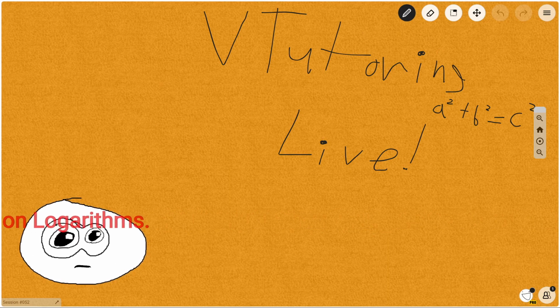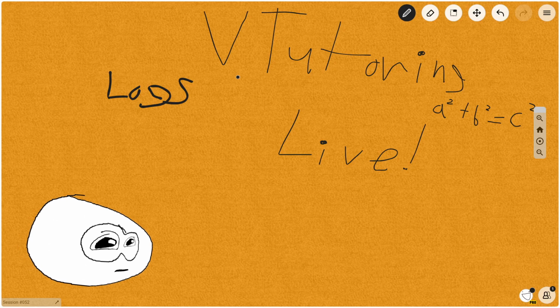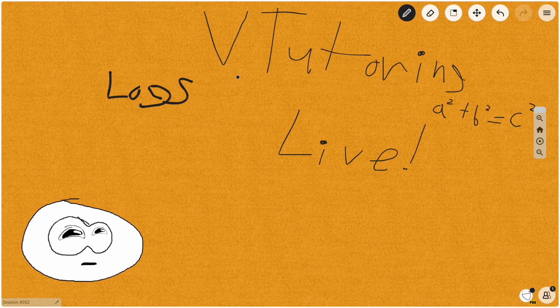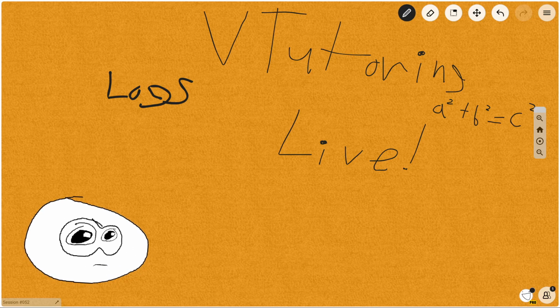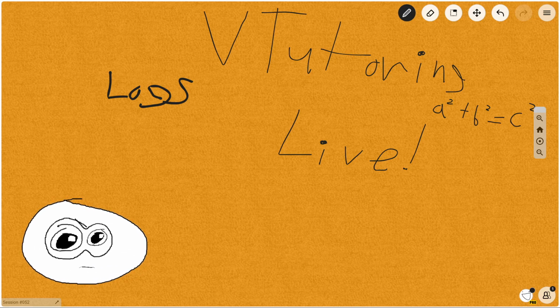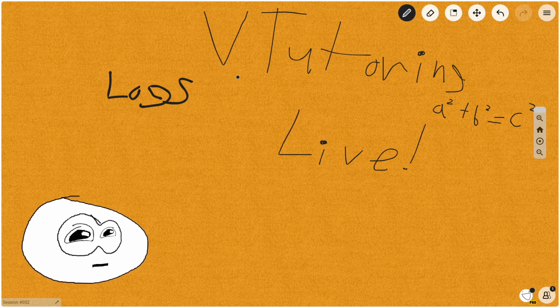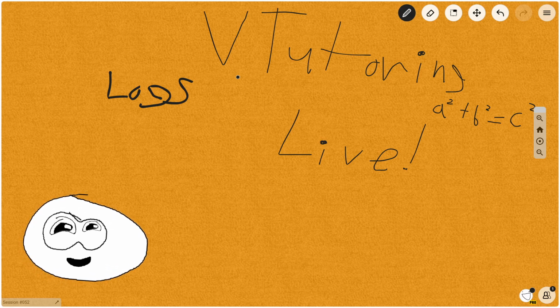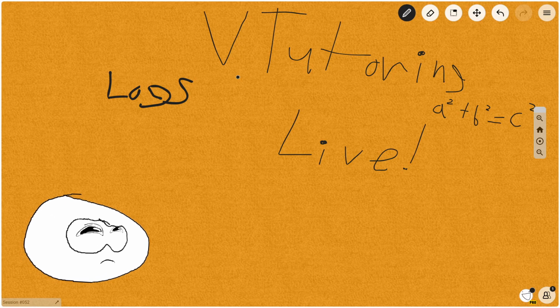So, logs. Okay, so today is going to be a continuation of last week, which was about exponents. And this time it's going to be about logs, which is like the other half that goes with it pretty well, I think.